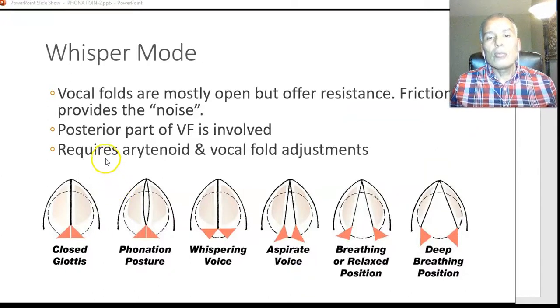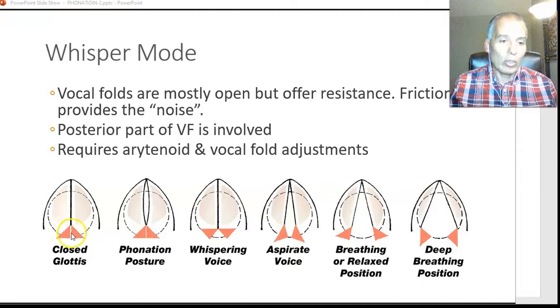So in terms of whisper, it's not healthy. It's not a healthy behavior. If someone whispers a lot, that could dry the vocal folds, and it can lead to stress here, and it can cause a voice problem. So this is the speech mode.